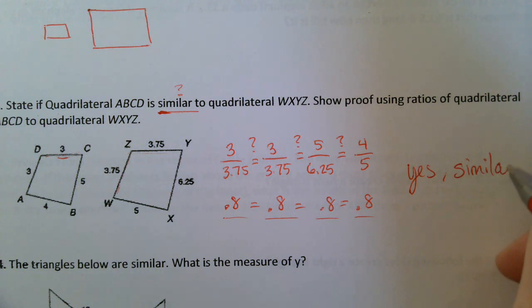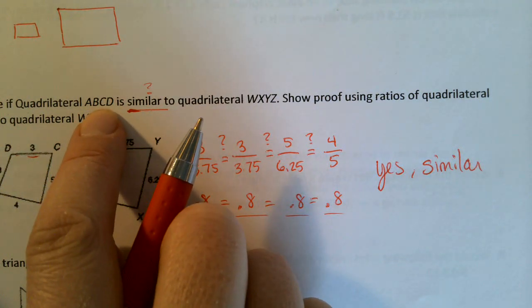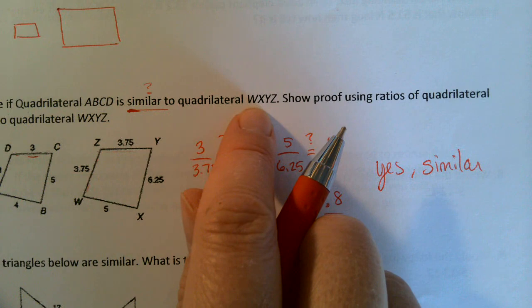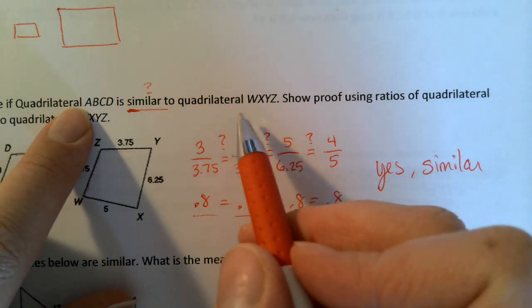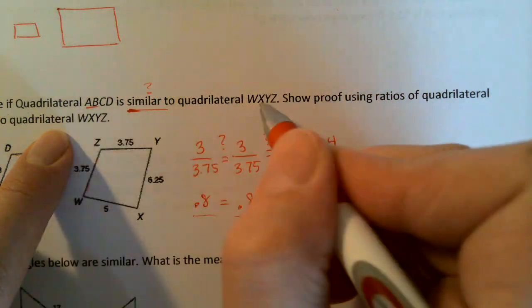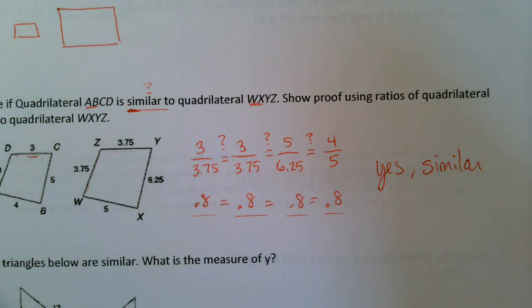Now, if you were asked to write a similarity statement, you would write quadrilateral ABCD is similar to quadrilateral WXYZ. And again, the other thing is we knew that side AB went with side WX, the way they were listed.